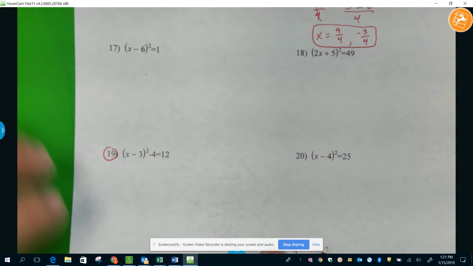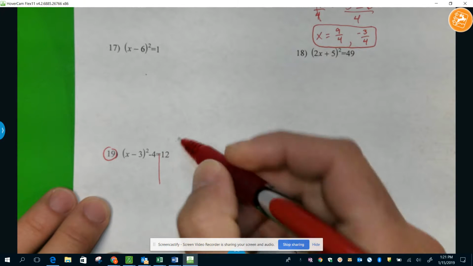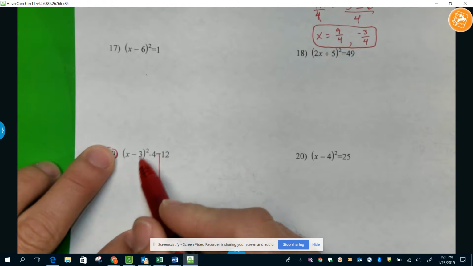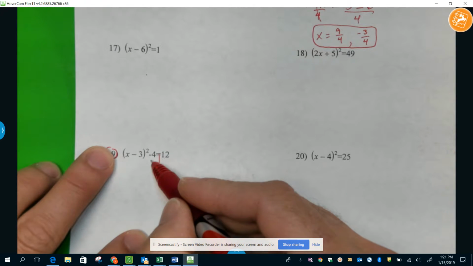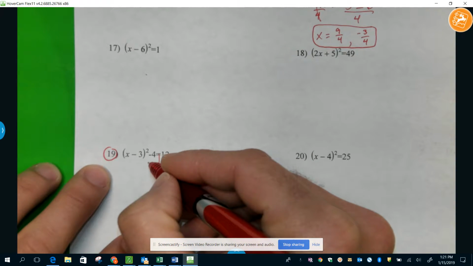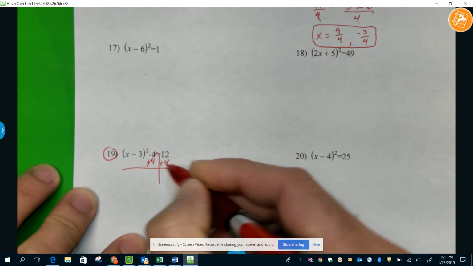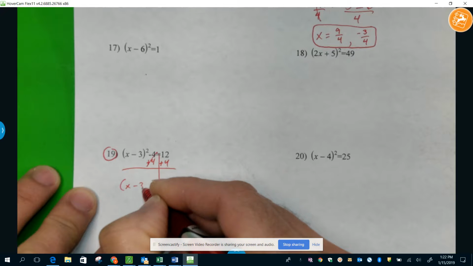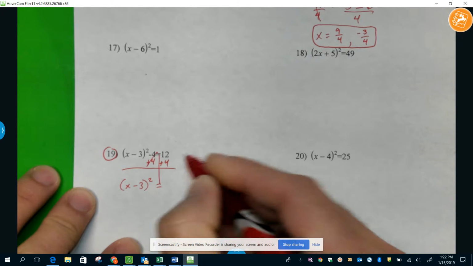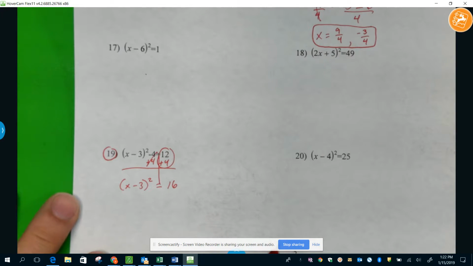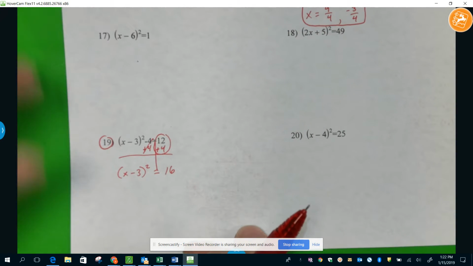And 19. Last one we'll do here. Okay, so again, we have to isolate our squared term. So our parentheses with the squared needs to be by itself on the left-hand side. Well, I got a problem. I got a negative 4 here at the end. So to get rid of him, we got to add 4. So now my parentheses squared is going to be by itself, and on the right, 12 plus 4 turns into 16. Okay, isolate that squared term first.